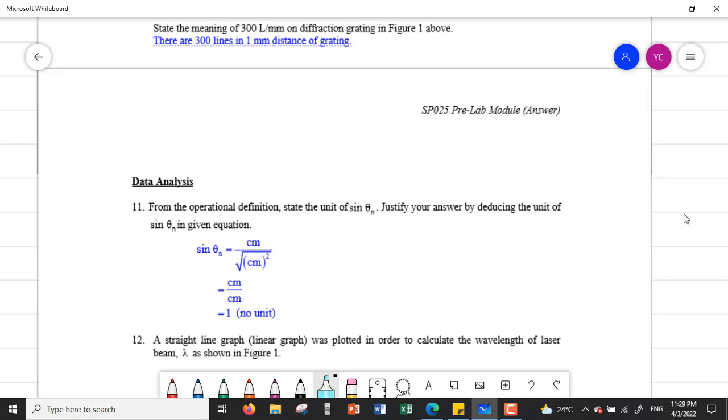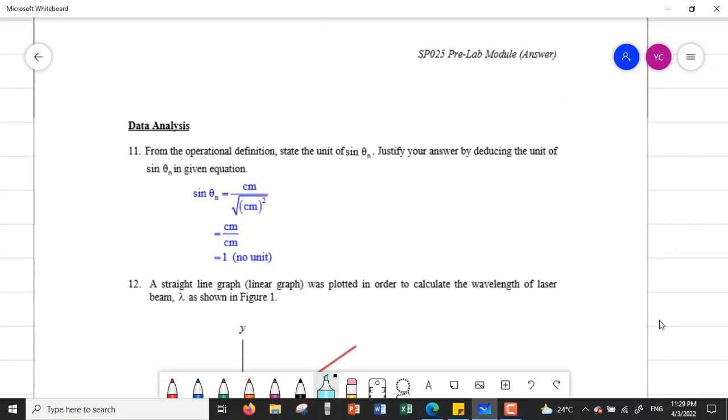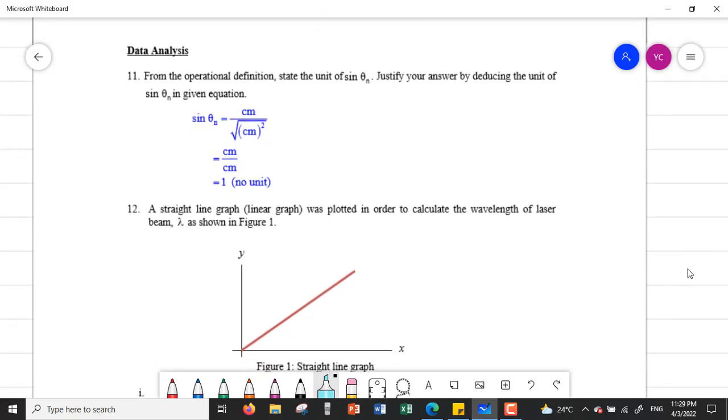So if we have already obtained the readings from the experiment, how are we going to do the data analysis? Question 11, from the operational definitions, state the unit of sine theta n. Justify your answer by deducing the unit of sine theta n in the given equation. So we are going to calculate sine theta n according to the procedure. Is there any unit for sine theta n? So we are going to deduce it.